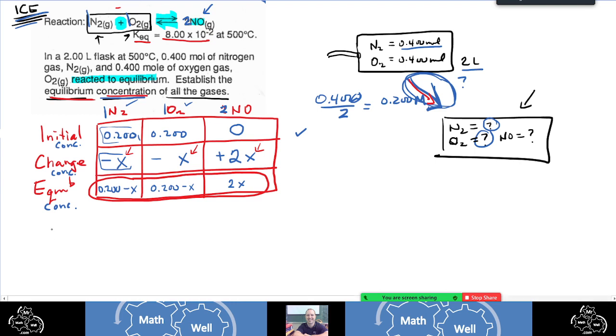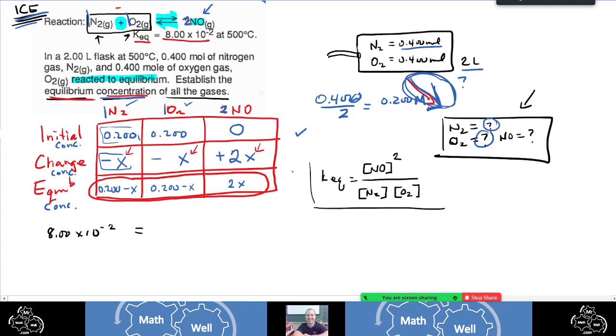So the KEQ is 8.00 times 10 to the negative 2. And maybe I should back up. The KEQ equation is this. It is the concentration of NO as a product on top squared because of the coefficient divided by the product of the reactant concentrations, so N2 times O2, each to the power of 1 because 1 is their coefficient. So that's the KEQ expression. You remember that? Yeah, I do remember that.